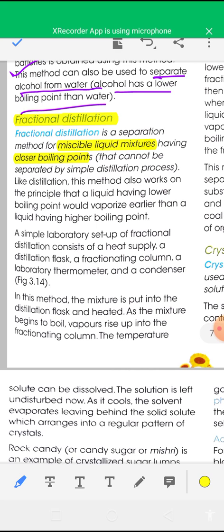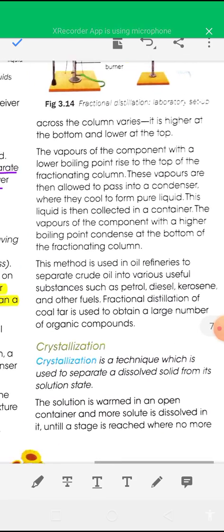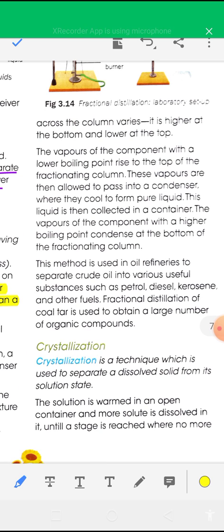Like distillation, this method also works on the principle that a liquid having a lower boiling point would vaporize earlier than the liquid having a higher boiling point. This is the principle of this method, the same principle used in distillation and in fractional distillation. Using this method, you can separate different oils present in crude oil.